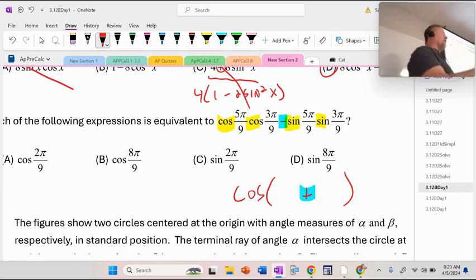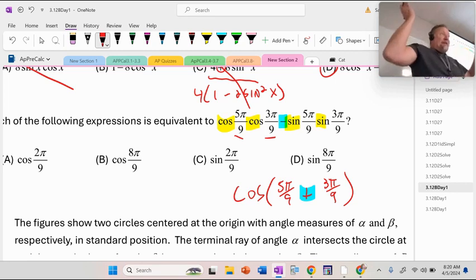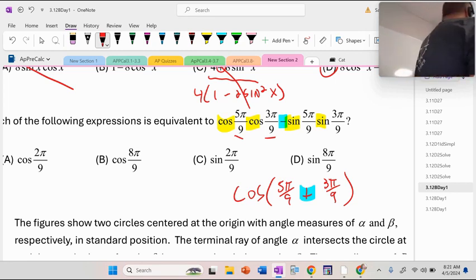And then who ends up being alpha and beta? It's just those two angle measures. Look at that. 5 pi over 9 and 3 pi over 9. What's 5 plus 3? 8 pi over 9, and it's the sum rule. So boom shakalaka. All right?